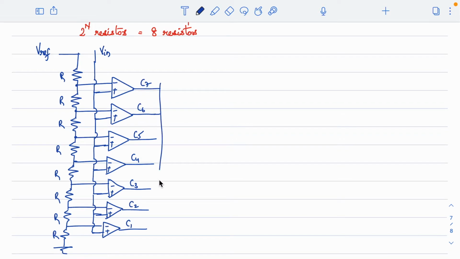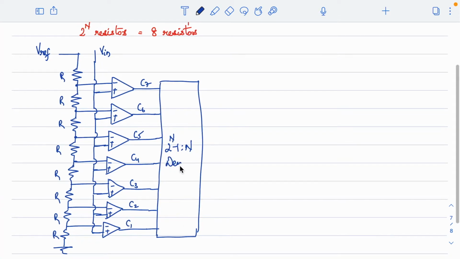One more thing we need here: since the code is thermometer, we need to convert this into a digital code. So we need to use a decoder, a 2 to the power of n minus 1 to n decoder. Finally, we'll have a 3-bit output, designated as D2, D1 and D0. This is how the Flash ADC looks.